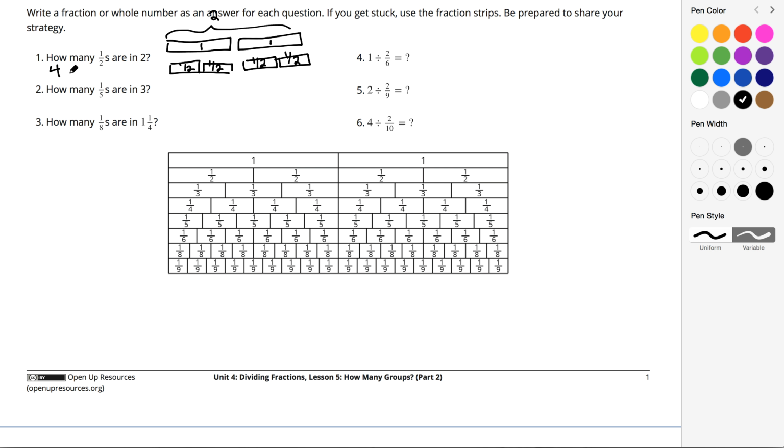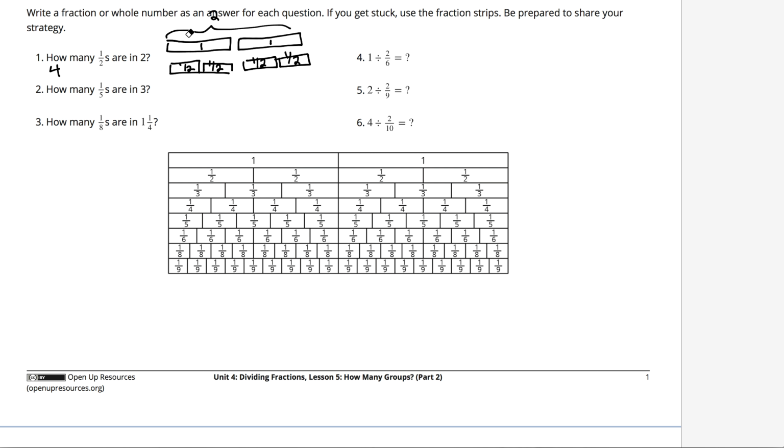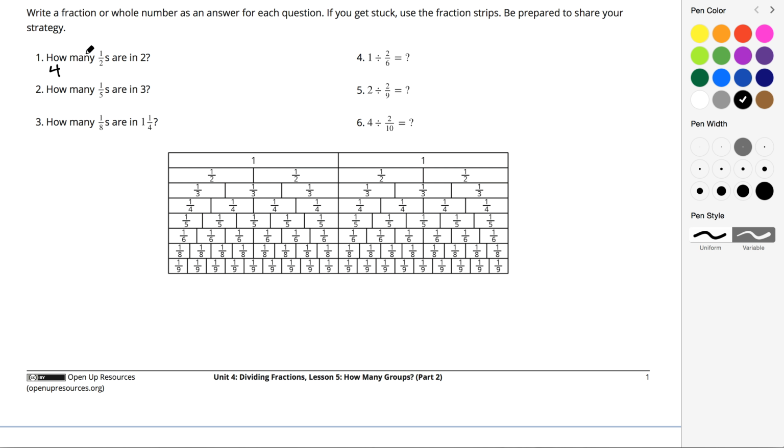So 4 pieces the size of a half in 2, which I can see down here. Here's my 2 wholes. 1, 2, 3, 4. There's my halves. So instead of me drawing this picture, we're going to now take a look down here. So this was saying how many 1/2s are in 2. So just to help us keep practicing writing those equations, this was how many groups the size of 1/2 equaled 2. That was the equation we were solving. So how many 1/5s are in 3?